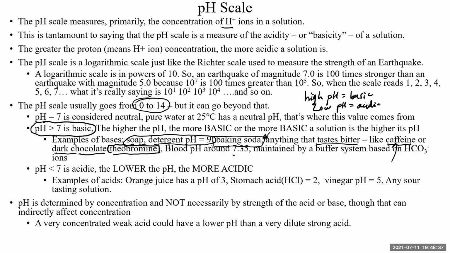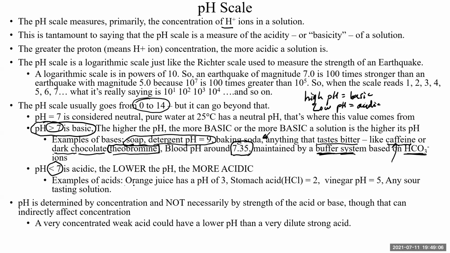Blood pH is slightly basic at around 7.35, just over the 7.0 limit. Human blood is slightly basic, and it's maintained there by a buffer system based on bicarbonate ion, which we'll take a look at later. A pH lower than 7 is acidic, so low pHs are acidic, so be careful. Even though this scale is designed to measure acidity, it's the low end of the scale that says something is acidic.